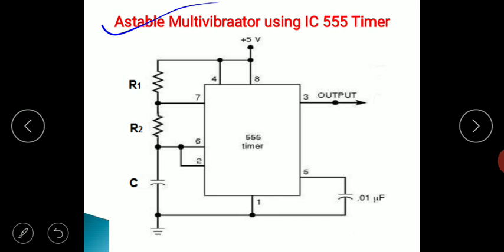Now how an astable multivibrator can be constructed using the 555 timer is shown in this particular block diagram, or you can call it a circuit diagram also. And as I said, this is a very important part of the IC 555 timer. You can see here this is the timer used, and all the different pins from 1 to 8 are shown. Pin numbers 4 and 8 are connected to VCC, and as I said, VCC can vary from 5 to 15 volt. Pin numbers 4 and 8 are shorted and connected to VCC.